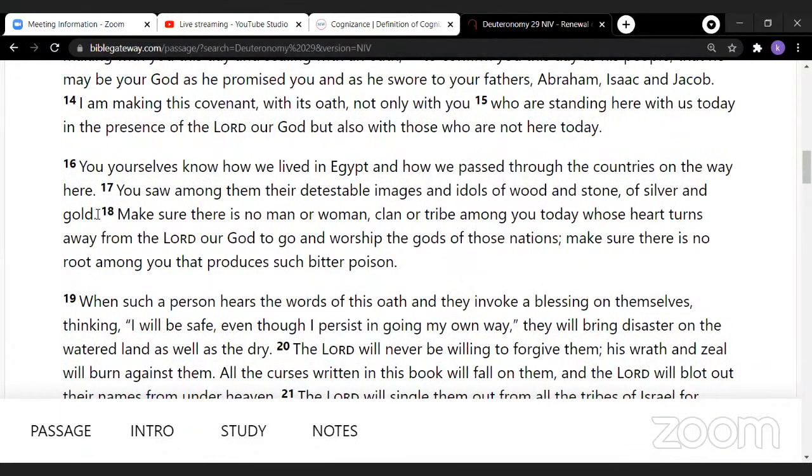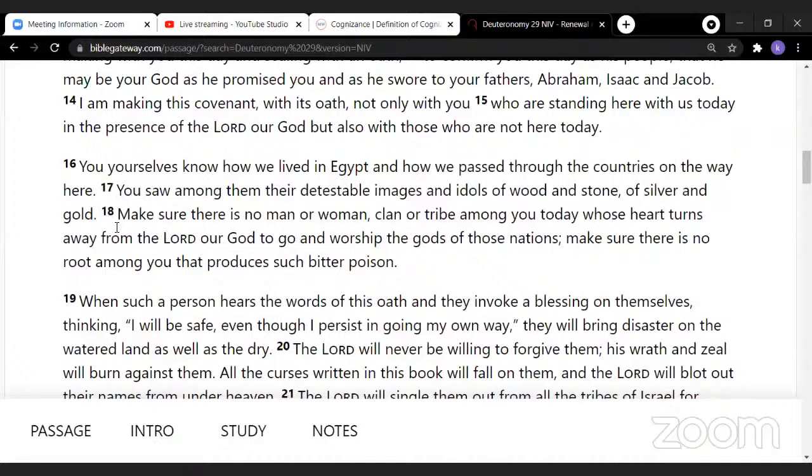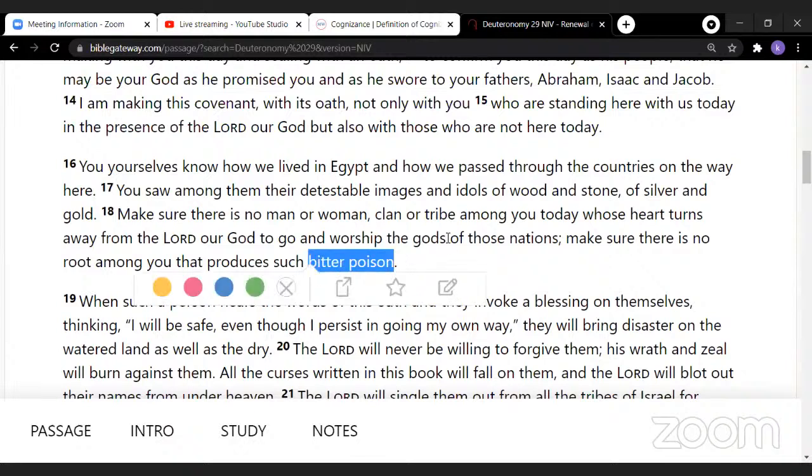Let's start back at verse 18. Louis, do you want to read it? Sure. Verse 18. Make sure there is no man or woman, clan or tribe among you today whose heart turns away from the Most High, our power, to go and worship the powers of those nations. Make sure there is no root among you that produces such bitter poison. Bitter poison is the curses, right? Skid Row. Right.